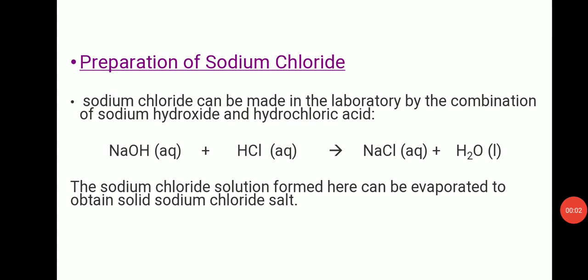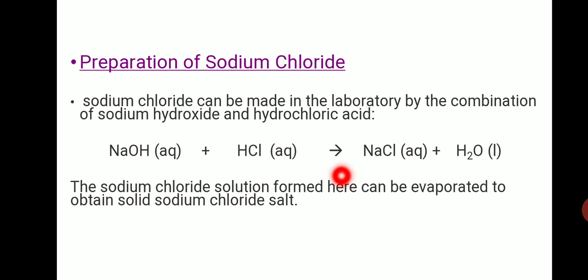Let us look how it is prepared. Common salt or sodium chloride can be made in the laboratory by the combination of sodium hydroxide and hydrochloric acid. So how is it obtained in the laboratory? By reacting sodium hydroxide and hydrochloric acid. We have to take both aqueous solutions, sodium hydroxide solution and hydrochloric acid solution. When they react together, what we get is sodium chloride and water.